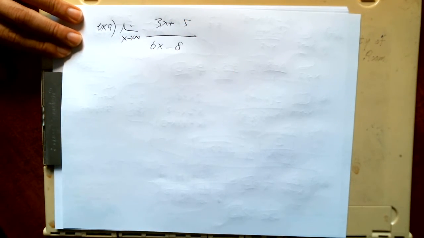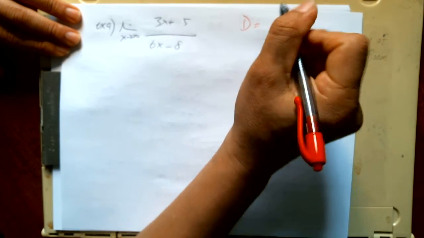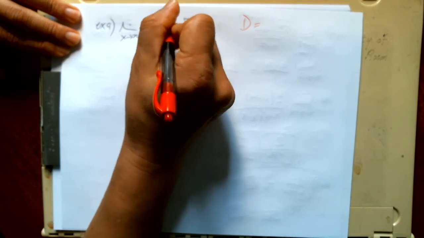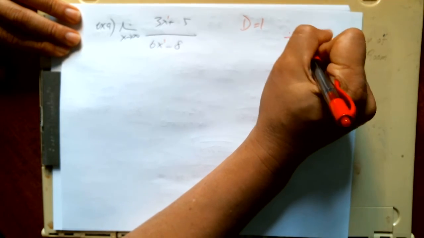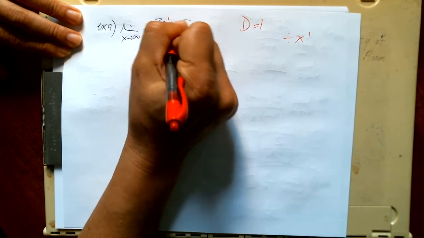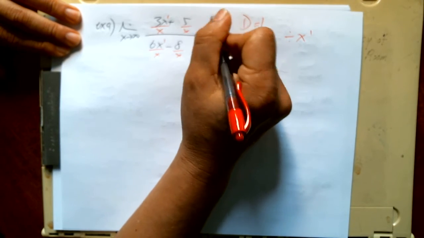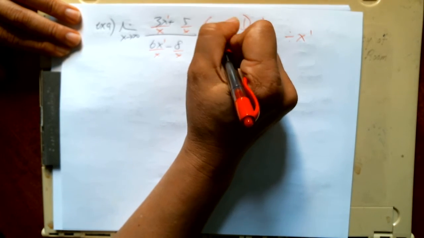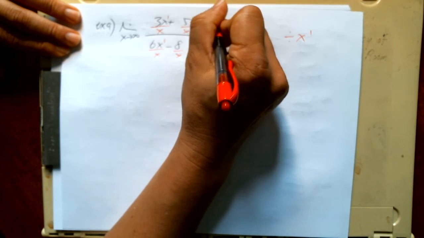Okay, so what we do is, what's the highest power, which is the degree? Degree is 1 right here. It's the highest power, right? So degree is 1. Given that information, you divide by x to the 1. Divide by x, divide by x, divide by x, divide by x. What we're doing is we're multiplying the top by 1 over x and multiplying the denominator by 1 over x.